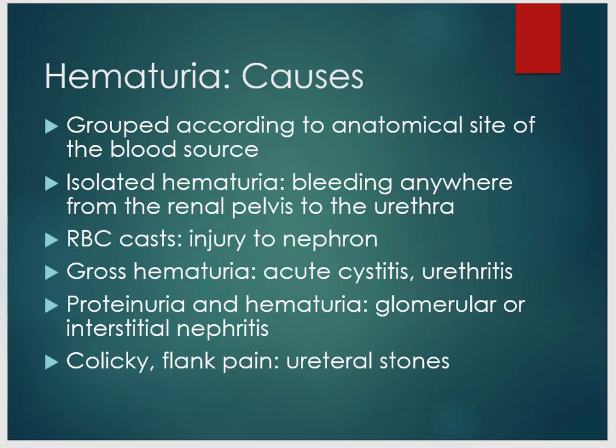and that would be performed by a urologist. Some of the causes of hematuria can be grouped together according to the anatomical site of the blood source. If it's isolated, it could be bleeding anywhere from the renal pelvis to the urethra.